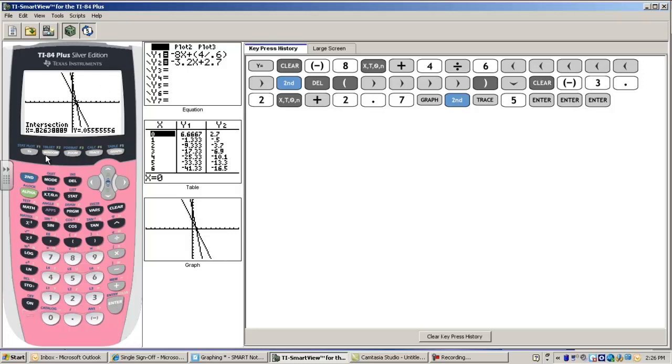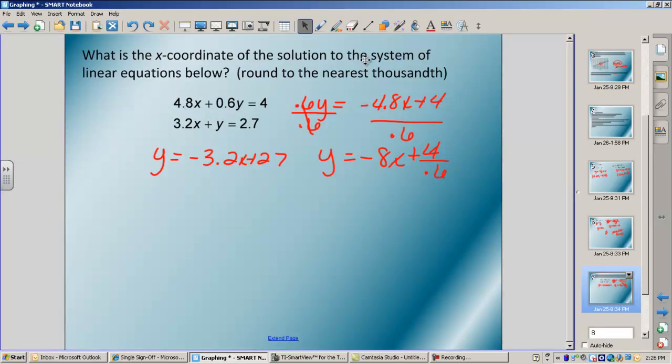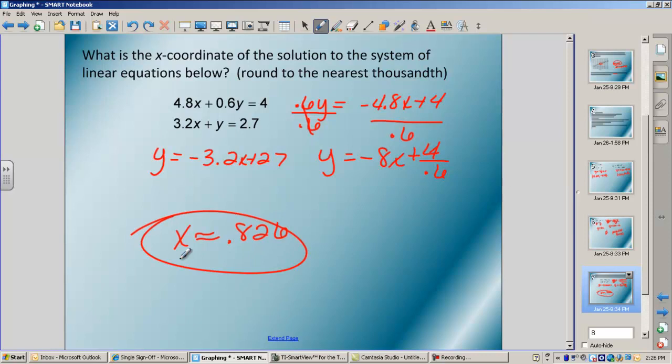Guess what? If you just solve this with substitution or elimination, you're still going to get big, long, yucky decimals, or you're going to get some weird little fraction. It said to round to the nearest thousandth, so we are. So this becomes 0.826, and that's all they want, the x value. So you're going to say that x equals approximately 0.826, and you're going to leave it at that because they did say they just want the x coordinate.